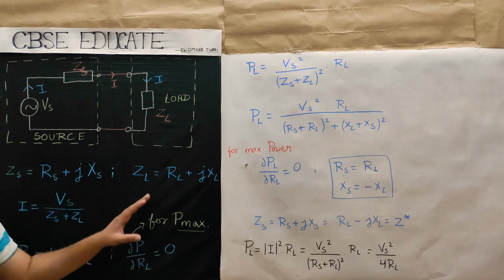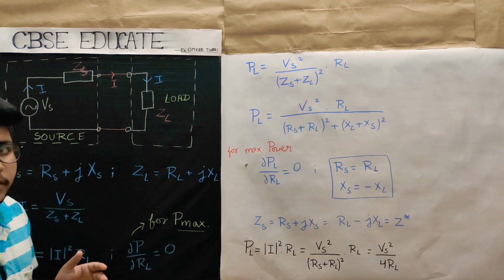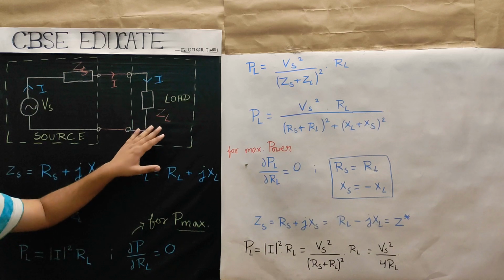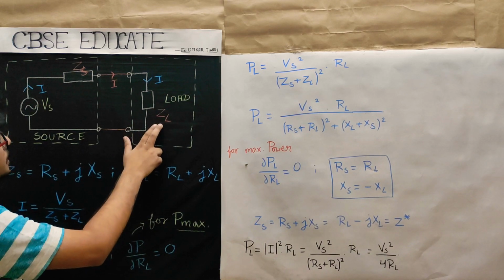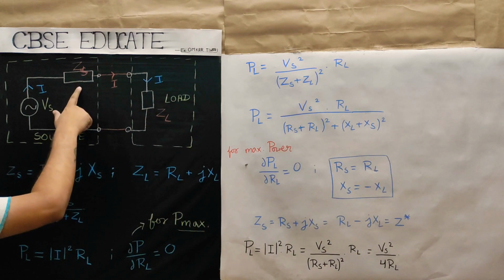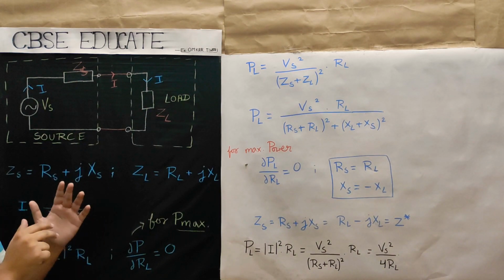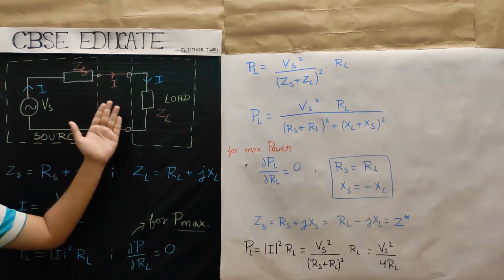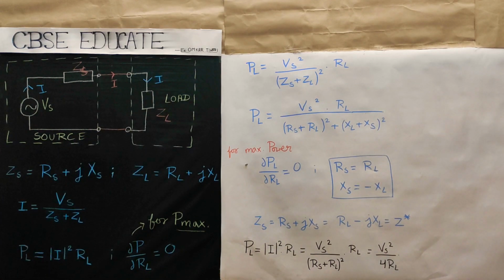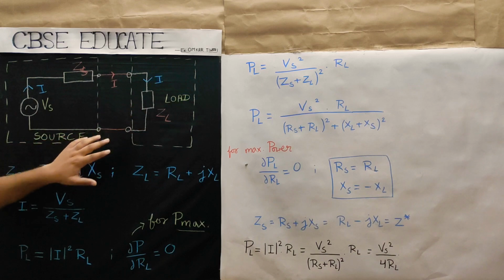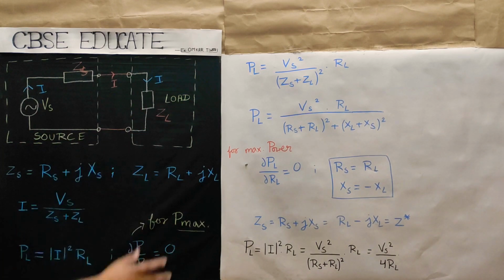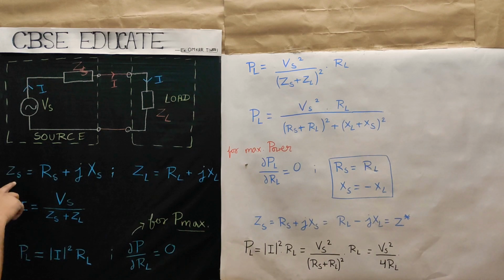Now the maximum power transfer theorem says that the value of ZL must be equal to the value of ZS for maximum transfer of power from the source side to the load side. We will derive how ZS and ZL must be equal for the maximum transfer of power to the load side.